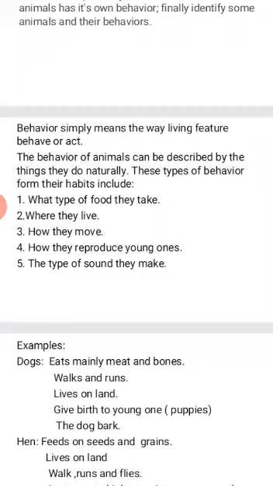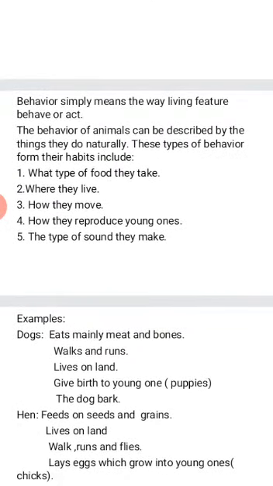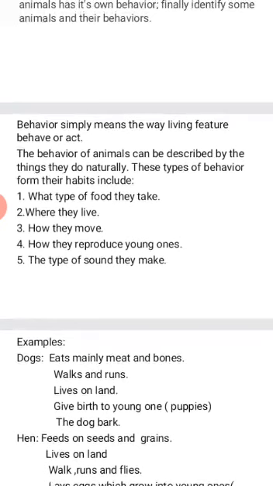Then we want to talk about different behaviors of different animals. These types of behaviors form their habits. Behavior is what will form your habit. Habit is what you do all the time, constantly. Number one, what type of food they eat. The type of food you take. Some people's favorite food is spaghetti and egg, while some people like fried egg and bread, or fried egg and yam. Some people like white rice, some jollof rice. Mine is white rice and meat or egg. Some of us have our own food that we like.